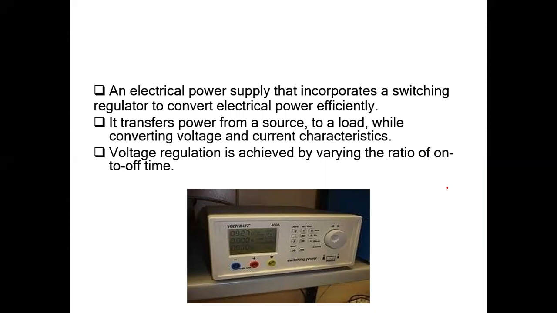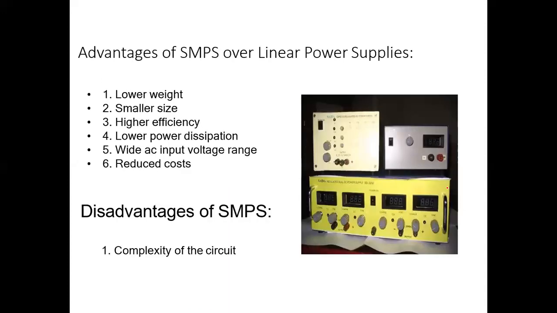An electrical power supply that includes a switching regulator to convert electrical power efficiently. It transfers power from a source to a load while converting voltage and current characteristics. So in this circuit, the voltage regulation is achieved by varying the ratio of on and off time. Okay, so what are the advantages of SMPS? That is lower weight, smaller size, high efficiency, low power dissipation, wide AC input voltage range, reduced cost. Disadvantage: complexity of the circuit.